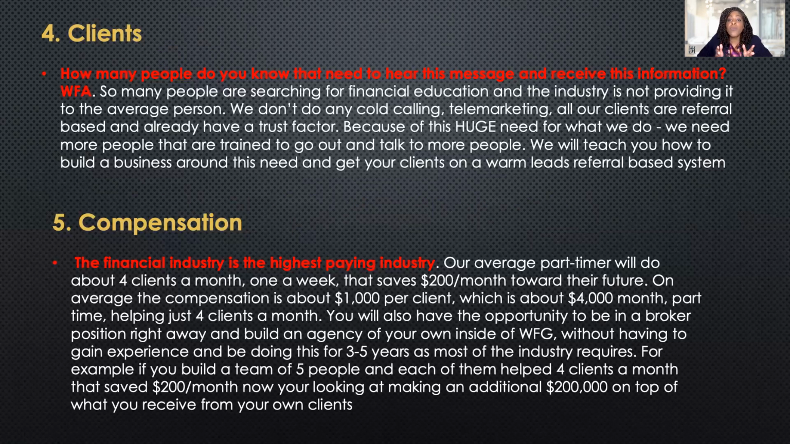So let's say you're a part-timer and you help about 4 clients a month, which is like 1 client a week. Say that you help a family save about $200 a month towards their future. On average, the compensation for that is about $1,000 per client, which is about $4,000 a month. That's part-time income, additional income that you make. But if you help 5 other people help 4 clients a month, you can make an additional $200,000 on top of whatever personal income that you make.